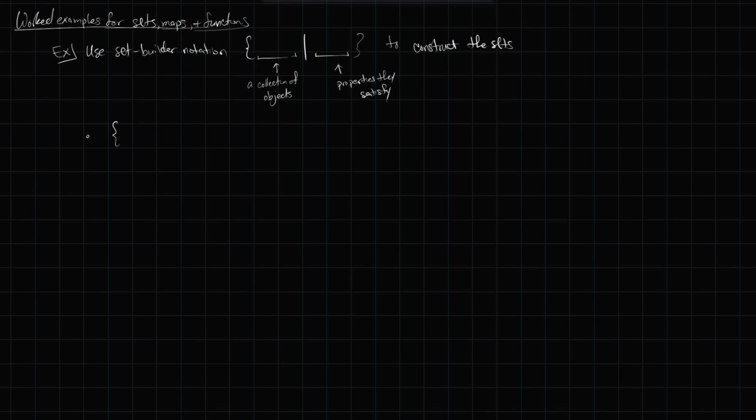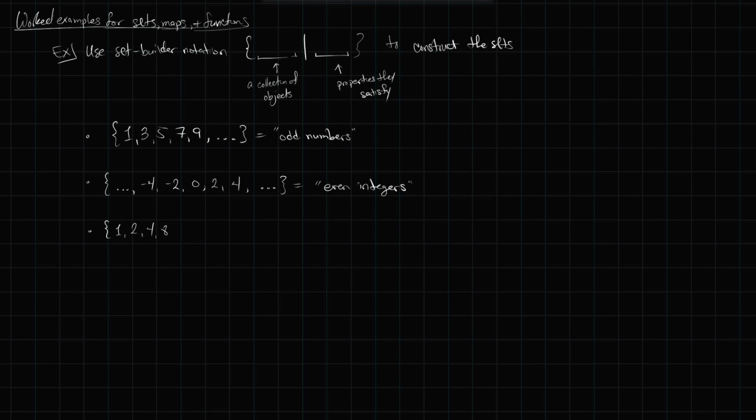Our first set is 1, 3, 5, 7, 9, and so on. These are the odd numbers. Our second set is ..., -4, -2, 0, 2, 4, ... These are the even integers. Our third set is 1, 2, 4, 8, 16, ... These are the powers of 2.